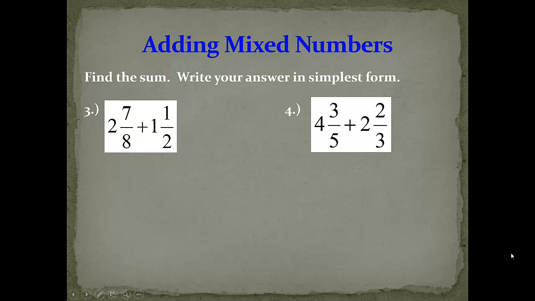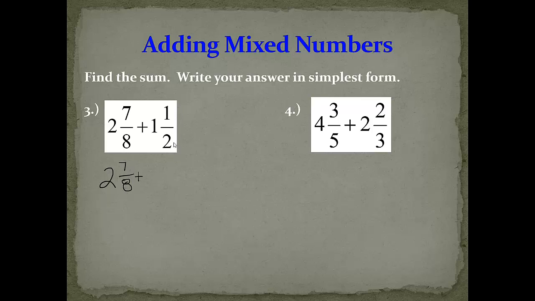Now for number 3, we have 2 7/8 plus 1 1/2. So our first step is to get our common denominator, which is going to be 8. Since our first fraction already has an 8 as the denominator, this mixed number will stay the same. The fraction will not change. So 2 7/8.